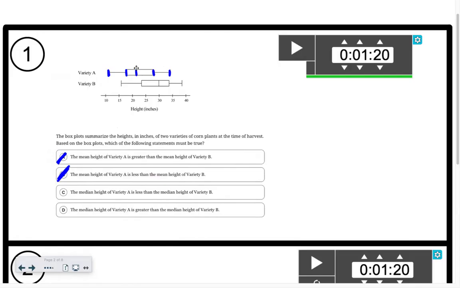And then, like I said, this number in the middle is the median. So clearly the median for variety B is greater than that, or the median for variety A is less. So the answer is C.